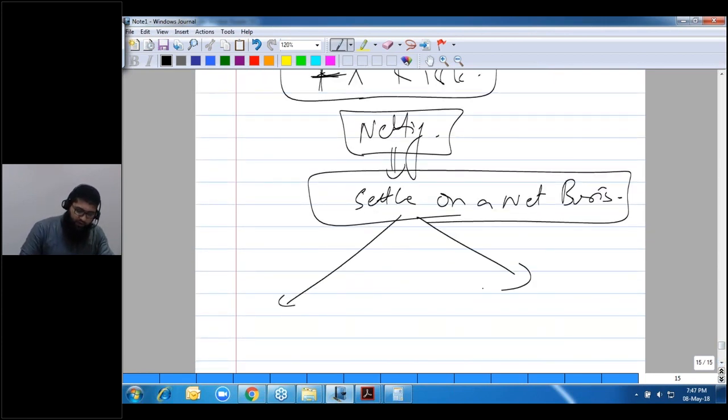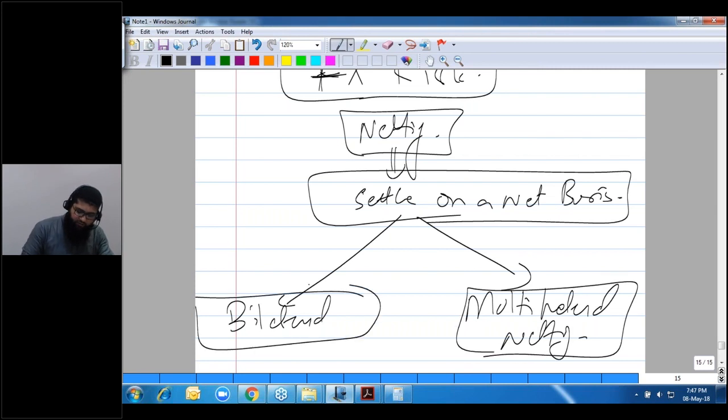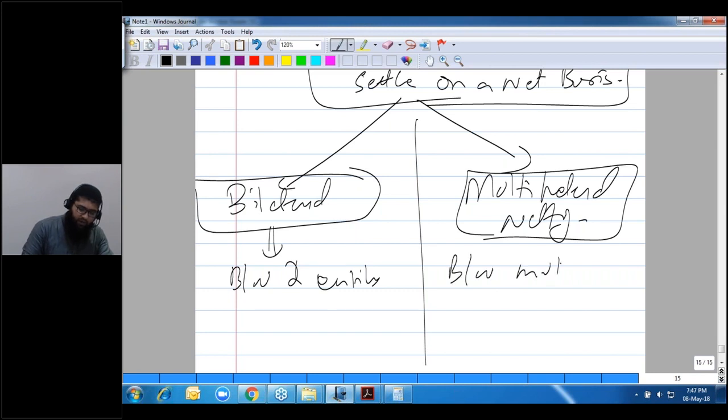We have two types of netting. What are the two types of netting? One of them is bilateral netting, and the other is multilateral netting. What exactly is the difference between bilateral and multilateral netting? Bilateral netting is between two entities, and multilateral netting is between multiple entities.